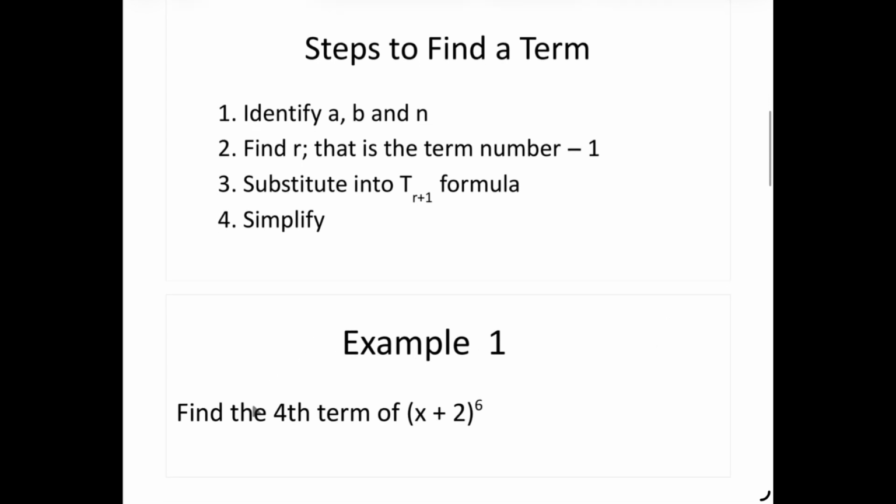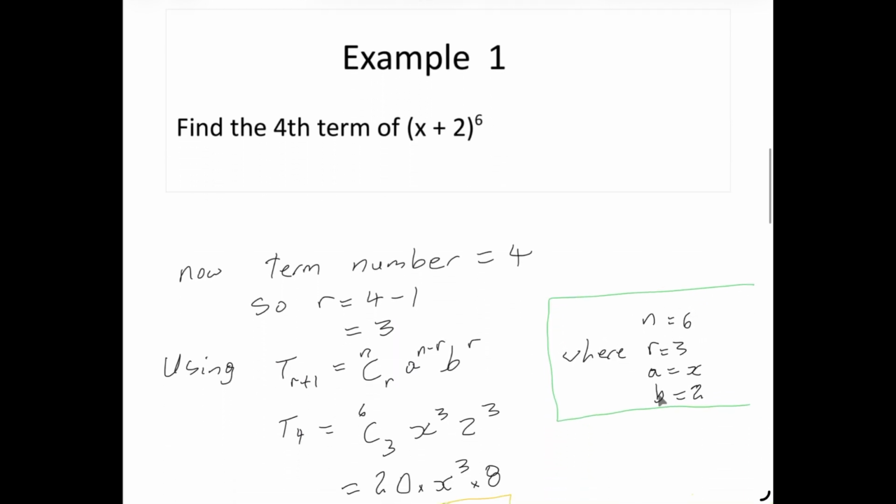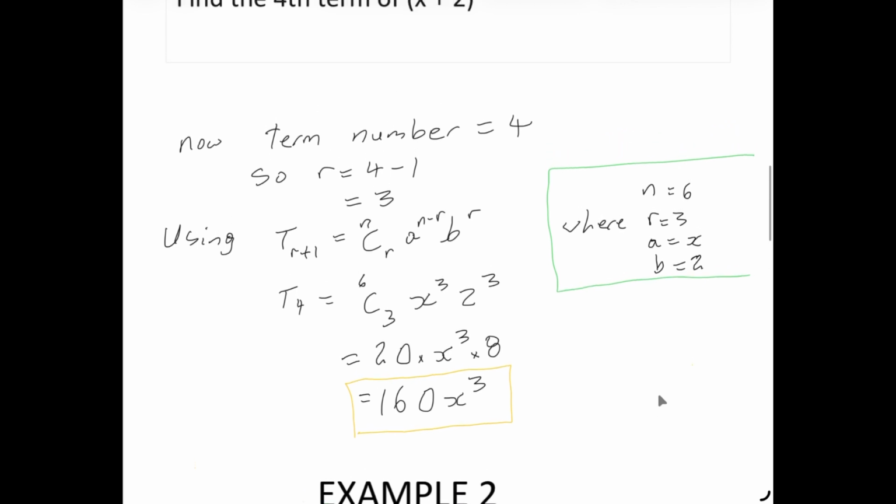Example 1 says find the fourth term of (x plus 2) raised to the 6th power. Of course, your first term we define as a, the second term as b, and the power that the binomial is raised to is n. So we can identify your a, b, and n here. And of course, your term number is the fourth term, so the term number is equal to 4. So r is equal to the term number minus 1, so that's 4 minus 1. So r is equal to 3. And of course, we know n is equal to 6.